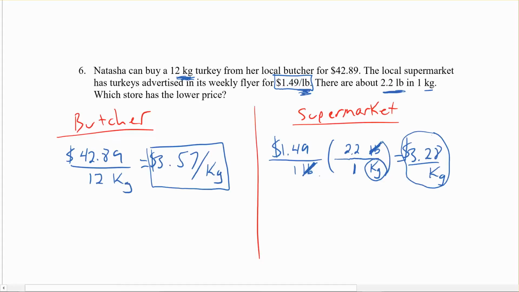So now we just have to compare. The first one was $3.57 per kilogram. This one's $3.28 per kilogram. So the second one was a better deal. The supermarket was a better deal.